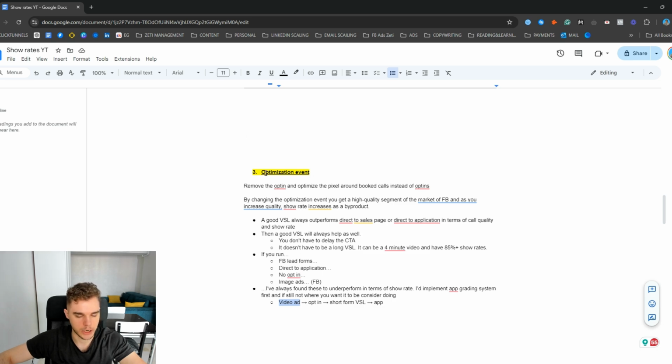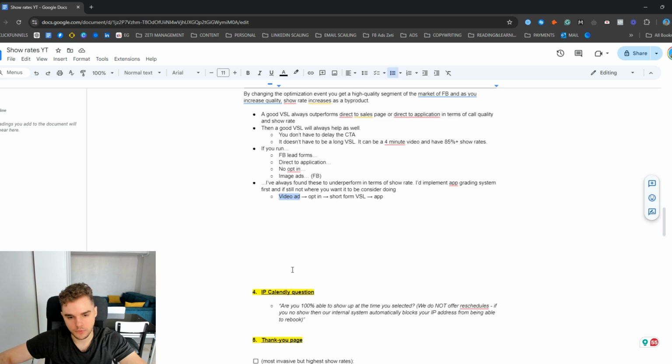So this is lever number 3. When it comes to the fourth lever, this is a pretty aggressive one, but sometimes you're going to need to do it. It's the IP Calendly question. Basically, you implement this question in your Calendly application: are you 100% going to be able to show up at the time selected? And if not, our internal system automatically blocks your IP address from being able to rebook the call.